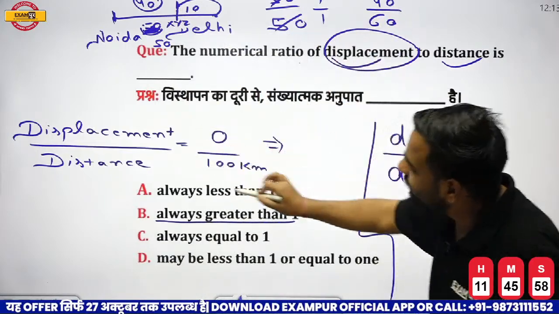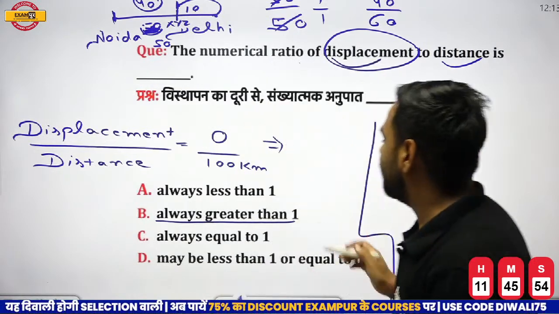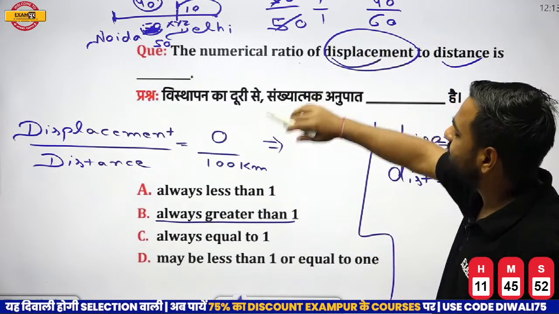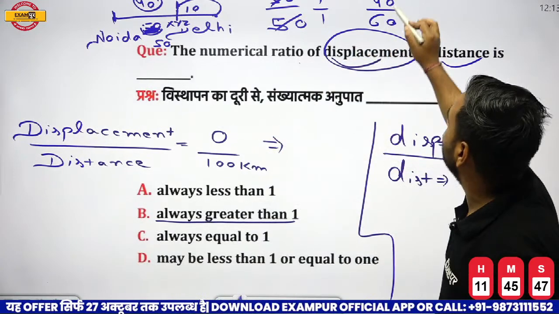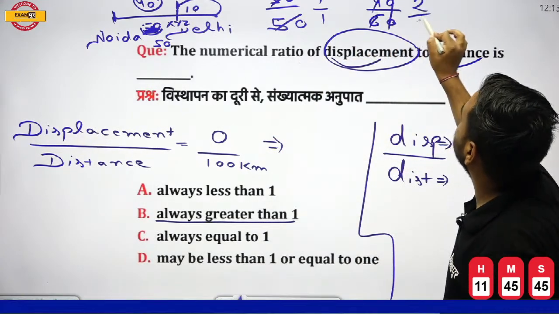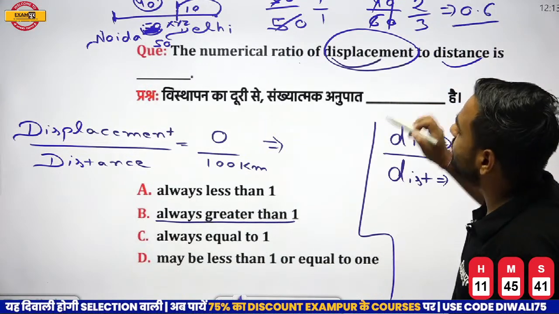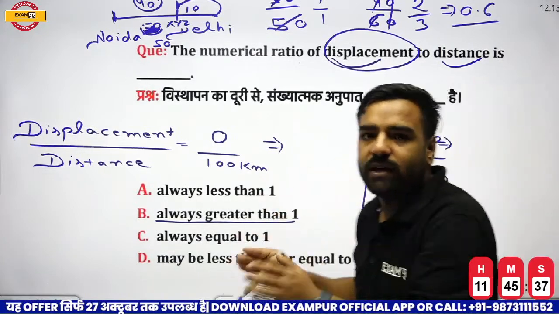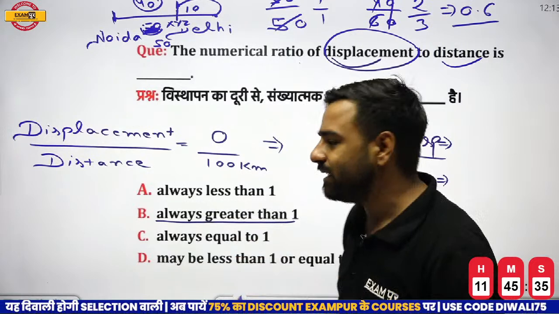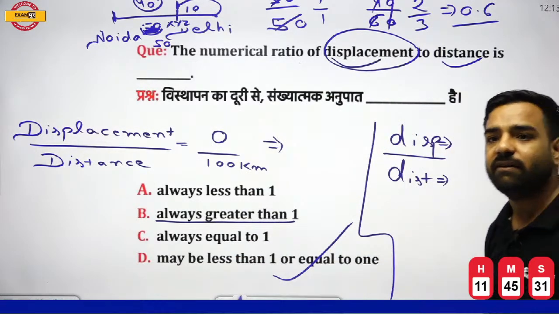Now, in all the conditions, we can see that the ratio is lying either less than 1 or equal to 1. But it is never greater than 1. Just have a look. It is 2 by 3, that is 0 point something, 0.6, that is, it is lying below 1 or maybe equal to 1. So in this condition, I can say it may be less than 1 or equal to 1. That is, option number D will be correct.